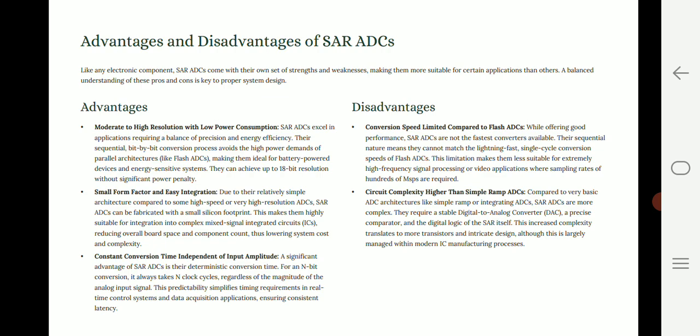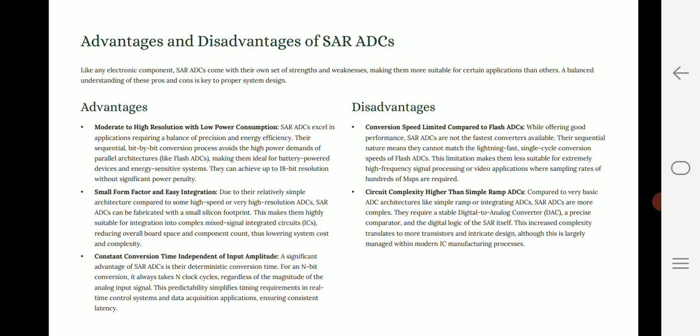So let me give a brief introduction of each one. Coming to the moderate to high resolution with low power consumption, the range of resolution is from medium to high. The adjustable resolution is the advantage of SAR ADC, because the strength of SAR ADC is different from the others. Based on this, we can adjust the resolution, and it has low power consumption. It will be sustainable for a longer time.